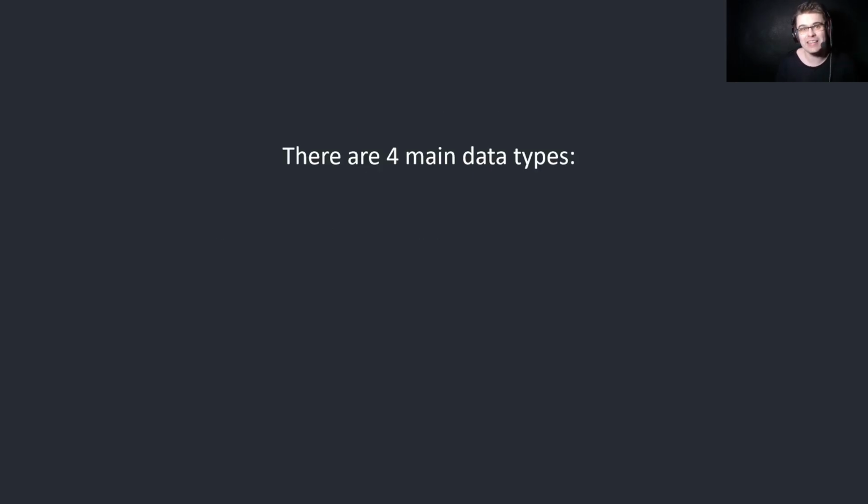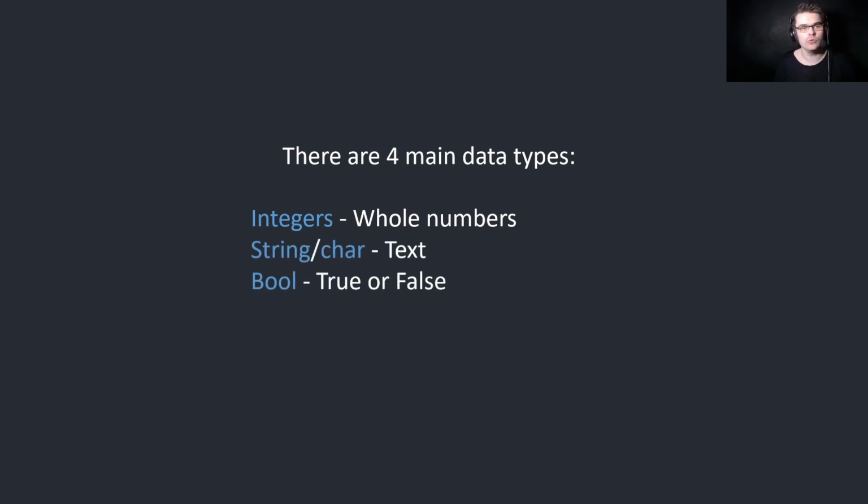So there are 4 main data types normally. There's integers, which are whole numbers, strings or char, which is text, bool, which is true or false, and float, which is decimal numbers.